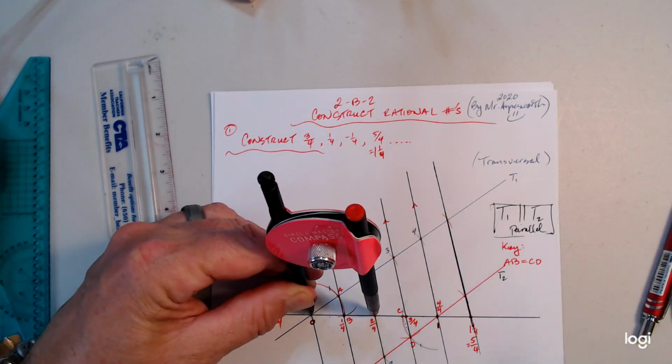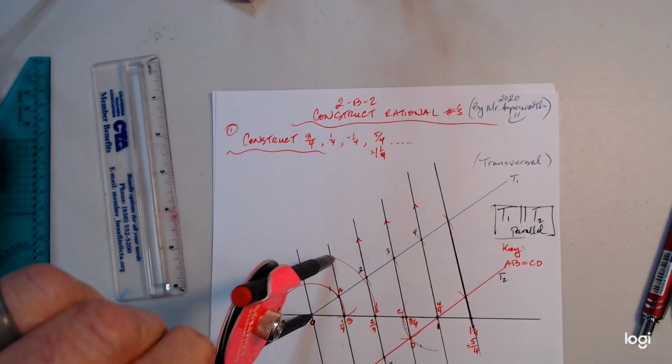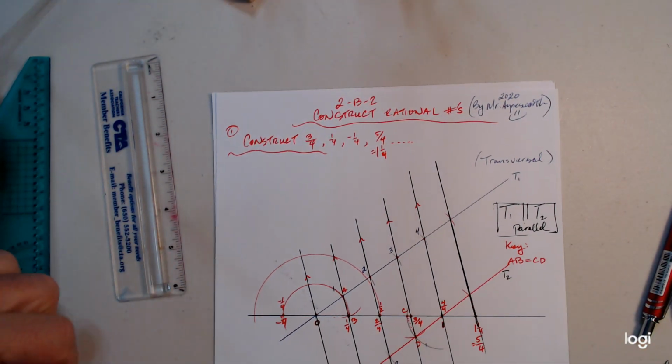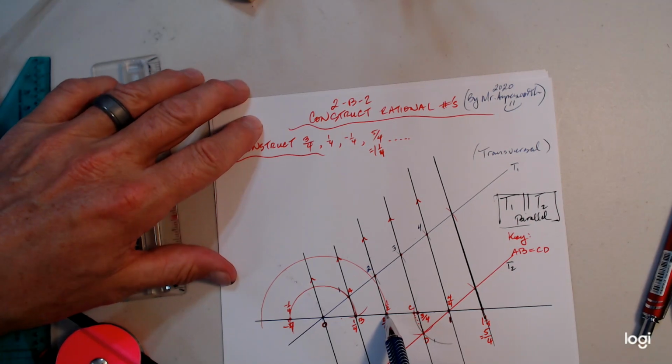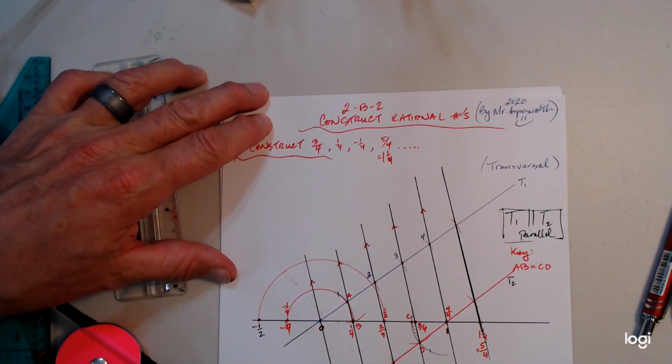So you set your compass up from 0 to 1/2. Go ahead and rotate, on the other side of 0. So if you're at 0 to 1/2 and you rotate, then on the other side of the 0 you're at negative 1/2. Okay, so you can get negative fractions or negative numbers.